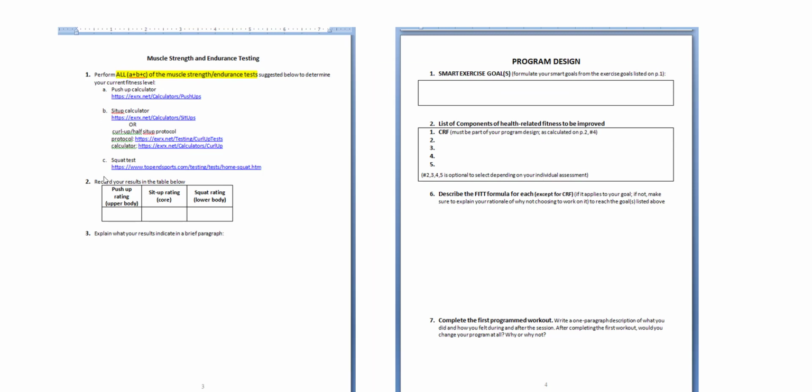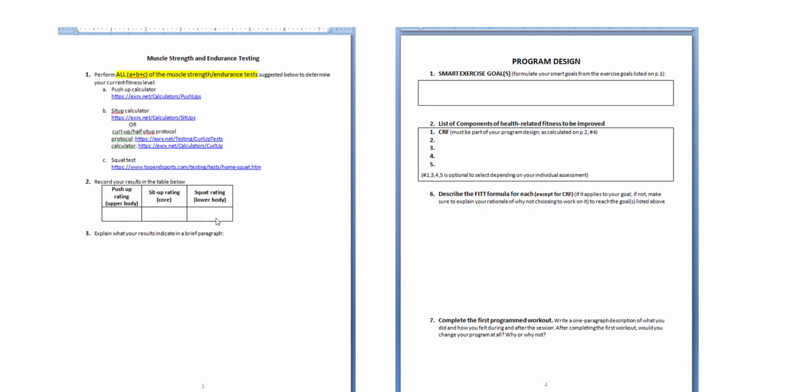And then you will do some muscle strength and endurance testing by doing all these tests: push-up, sit-up, and squat tests. You will just count the number of sit-ups, push-ups, and squats that you can complete within a minute. And these are the test protocols. Just click on the link and go to that website to follow the steps to find your ratings, and then explain your results.